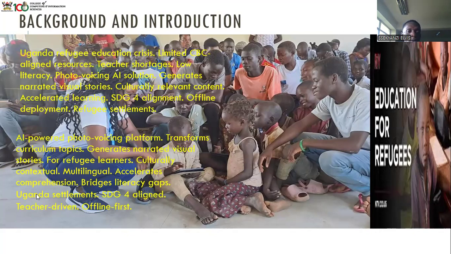So it is going to be an AI-powered photo voicing platform that transforms curriculum topics and generates a narrated visual story for refugee learners, culturally contextualized. Since refugees come from different cultures, it is going to be multilingual, producing in a number of languages, and it will also aid in bridging the literacy gaps in Uganda, basically in refugee settlements.